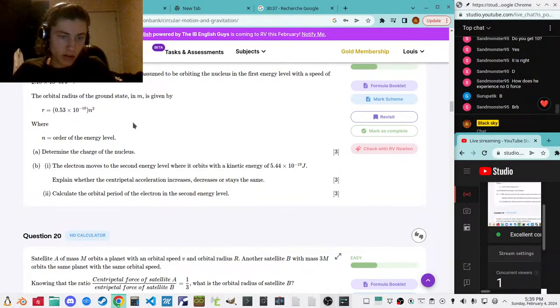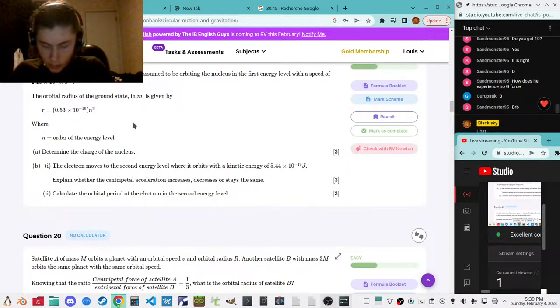Calculate the orbital radius of the electron in the second energy level, or the orbital period. Oh, we have A. Do we have to find A to get this? If we have V, it also helps. Well, we have the radius, okay. We have the kinetic energy.